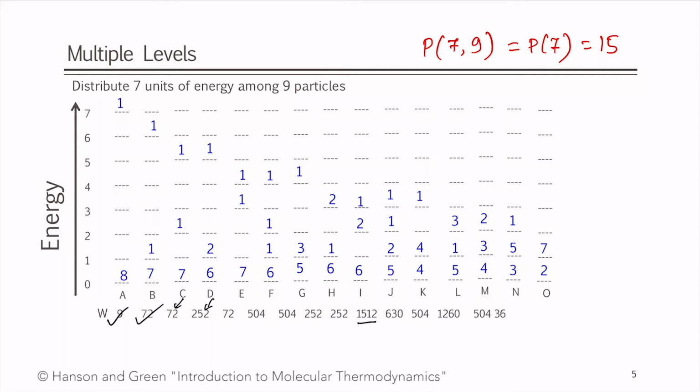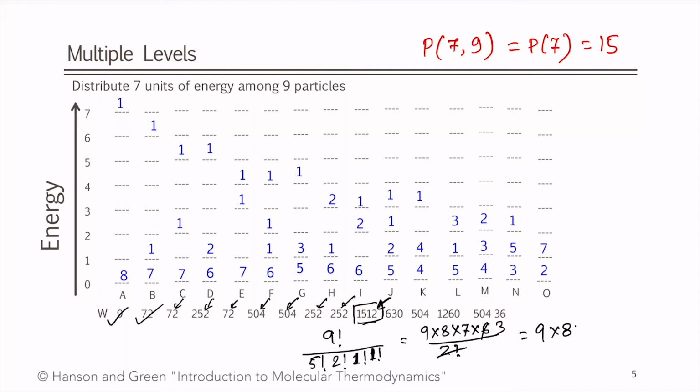And if you see here, this is the largest number, 1512, and that comes from 9 factorial by 5 factorial, 2 factorial, 1 factorial and 1 factorial, which gives you 1512. I can show it here: 9 into 8 into 7 into 6 divided by 2 factorial, because we already took care of the 5 factorial. So the 2 cancels and gives us 3. So it is 9 into 8, 72, into 7 into 3. So 72 into 21 is 1512. That is the number of possible microstates for the jth distribution.